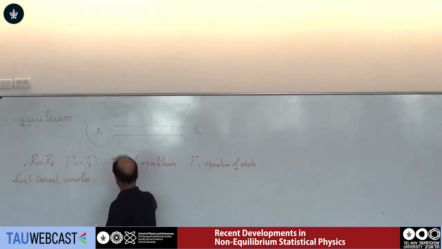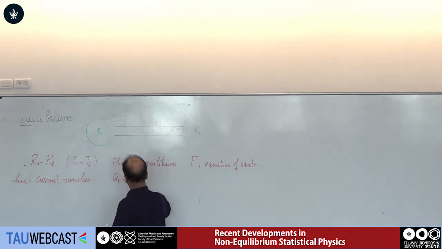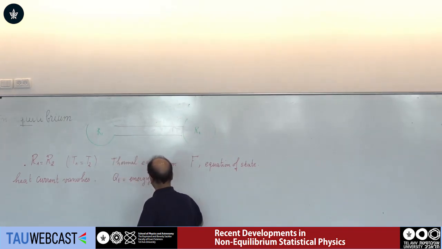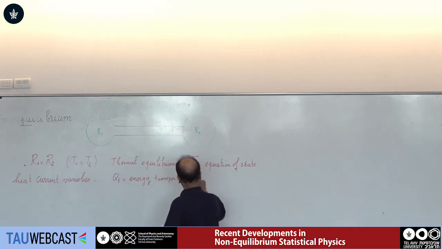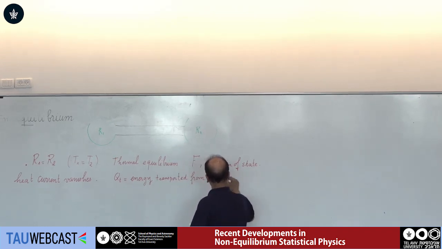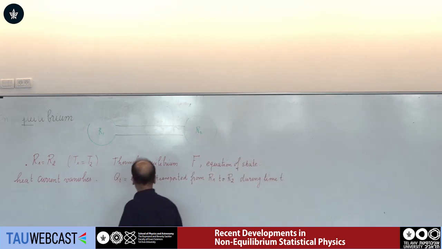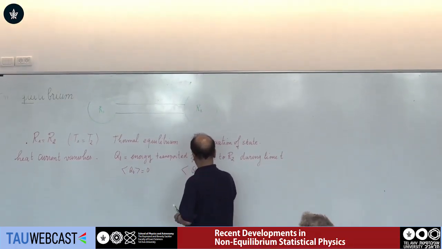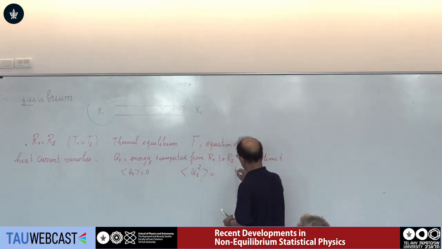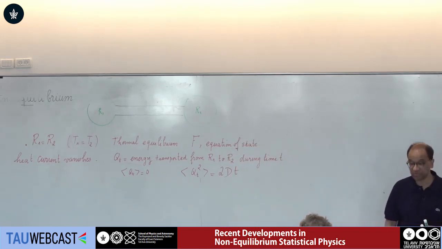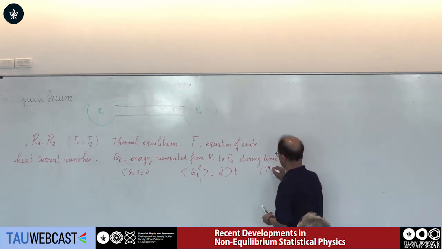So if I compute the total energy, Q(t), so the energy or charge or number of particles transported from left to right, from R1 to R2, during time t. Of course, on average, this vanishes because it's at equilibrium. But there are fluctuations, Q squared(t), and these fluctuations in the long time limit are linear with time, and there is a diffusion constant which is associated with it. Okay? So this is typical, what I will call Brownian.